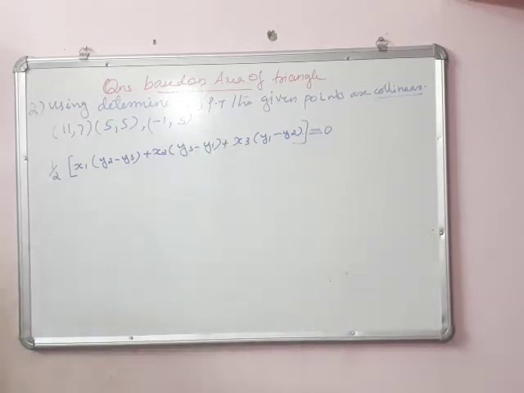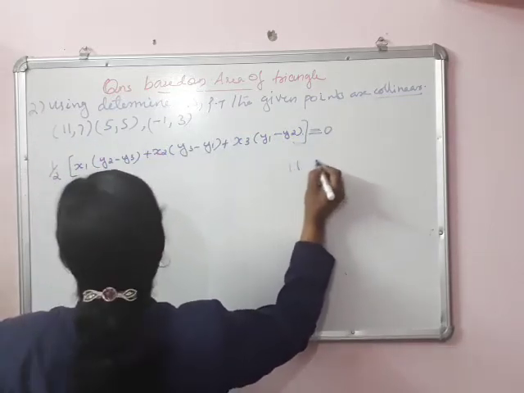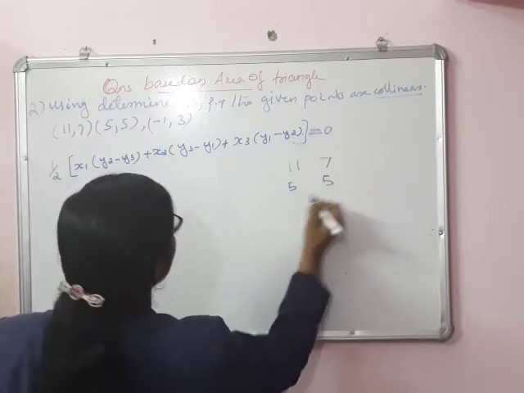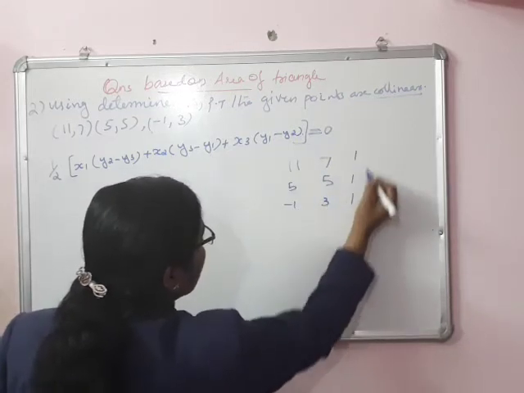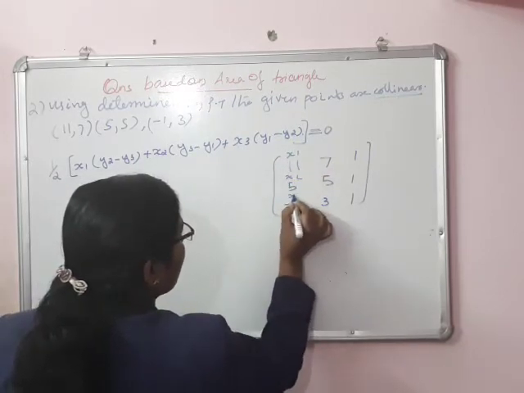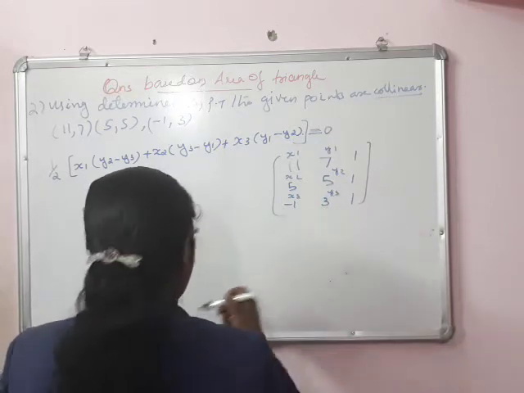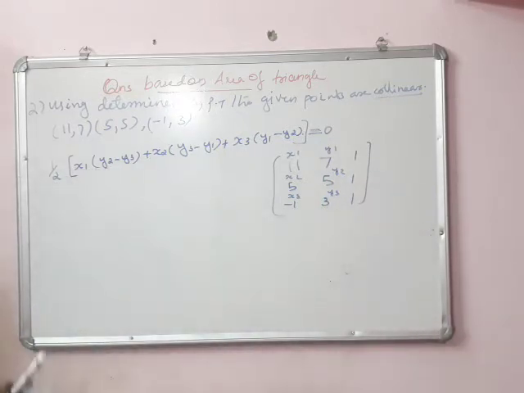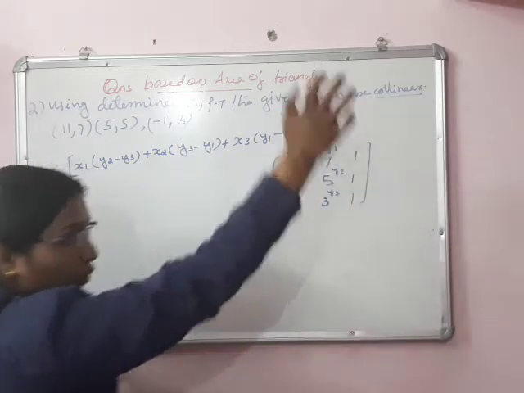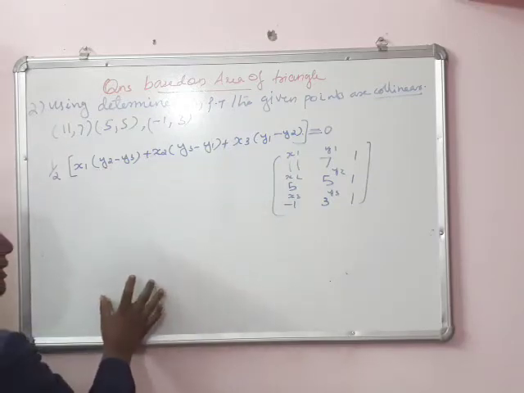Then same as before, we can write the points (11, 7), (5, 5), (-1, 3) with a column of 1, 1, 1. Then x1, x2, x3, y1, y2, y3. Collinear means you are going to equate with 0. That is the difference. As usual, we can substitute. Then the result becomes 0.